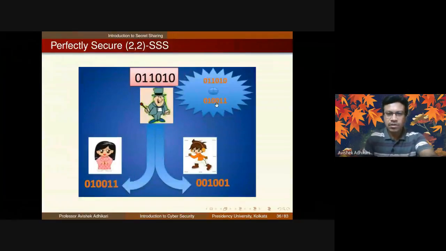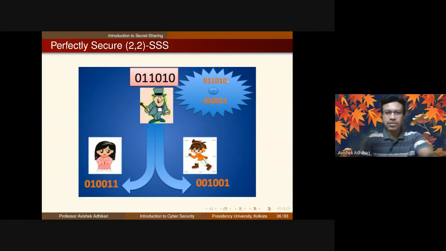That means 0, 1, 0, 0, 1, 1 is given to the girl as the share. Now the question is, what will be given to the boy? Now he will do some mathematical operation. For example, this is my secret 0, 1, 1, 0, 1, 0, and this is the outcome of the random experiment of tossing the coin for 6 times.